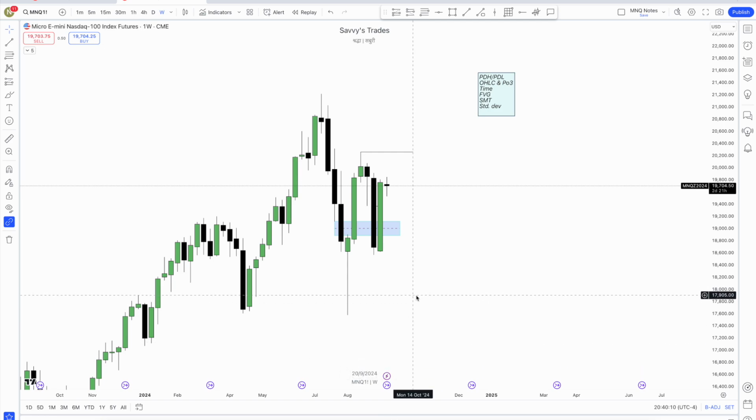Before we start our daily market analysis, we'll just talk about the concepts that we use to analyze the markets. We'll see the previous day high, previous day low, the candle formation, open high low close and open low high close, as well as we consider the power of 3. Times are extremely important. We look into the fair value gaps as well as SMT, and then we use standard deviation to mark our profit targets.